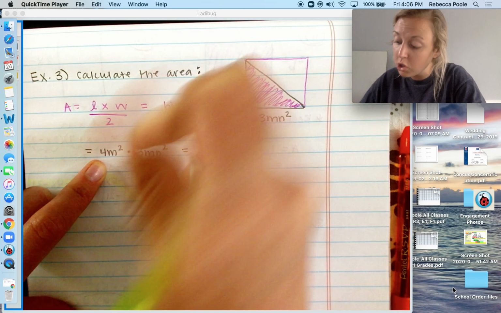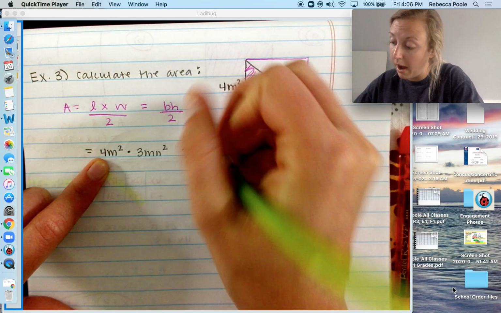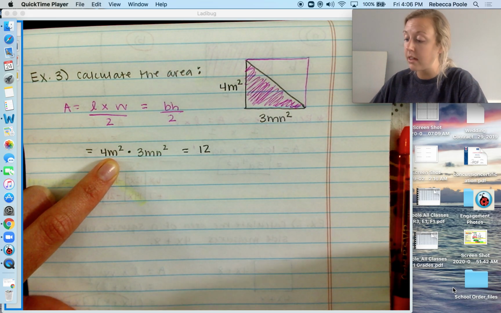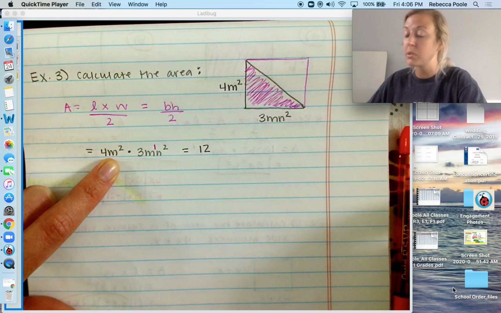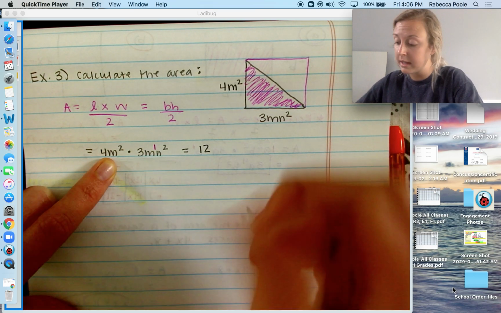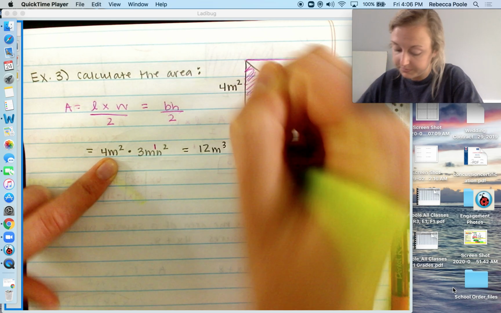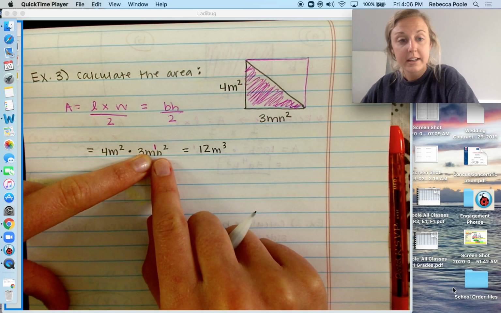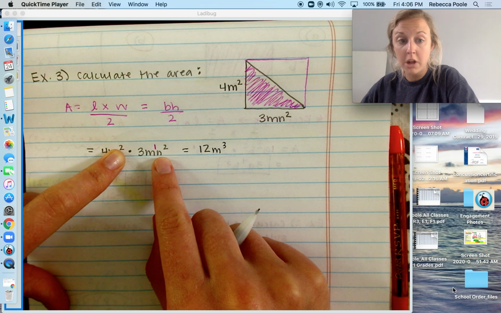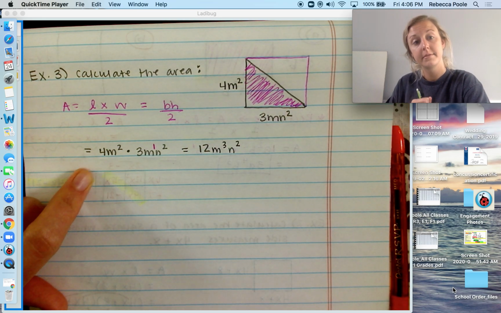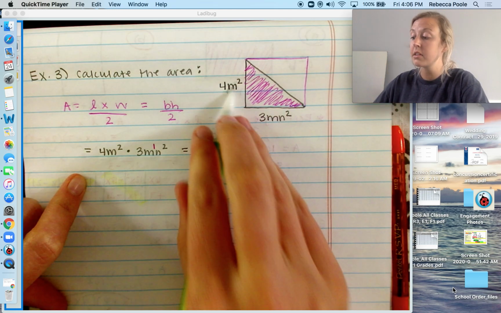4 times 3 is 12. Now when I put all of these m's together, you need to figure out how many m's we have now. So I have 2 m's and then another one that makes 3 m's. Right? Okay, good. And then n squared, there's no other n's, so you're just going to bring over n squared, right? All right, that was the length times the width.